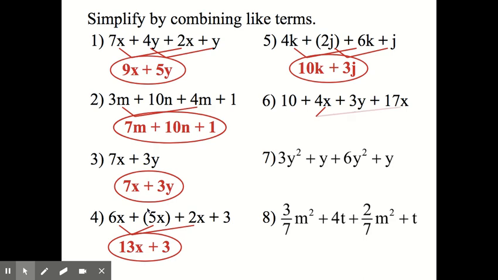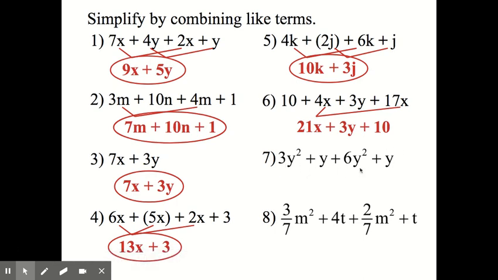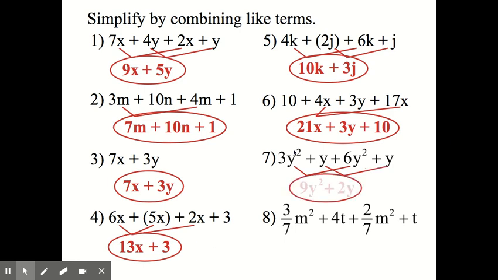Here, we can combine the x's together, but the 10 and the 3y can't be combined, so we have 21x plus the 3y, because they can't combine with anything, plus the 10. Next, we can combine the y squareds together and the two y's, but we can't combine them all together. So we combine the y squareds, which would be 3y squared plus 6y squared, and then the y plus the y, and that would give us 9y squared plus 2y. And it's plus 2y, not y squared, because we're adding them.